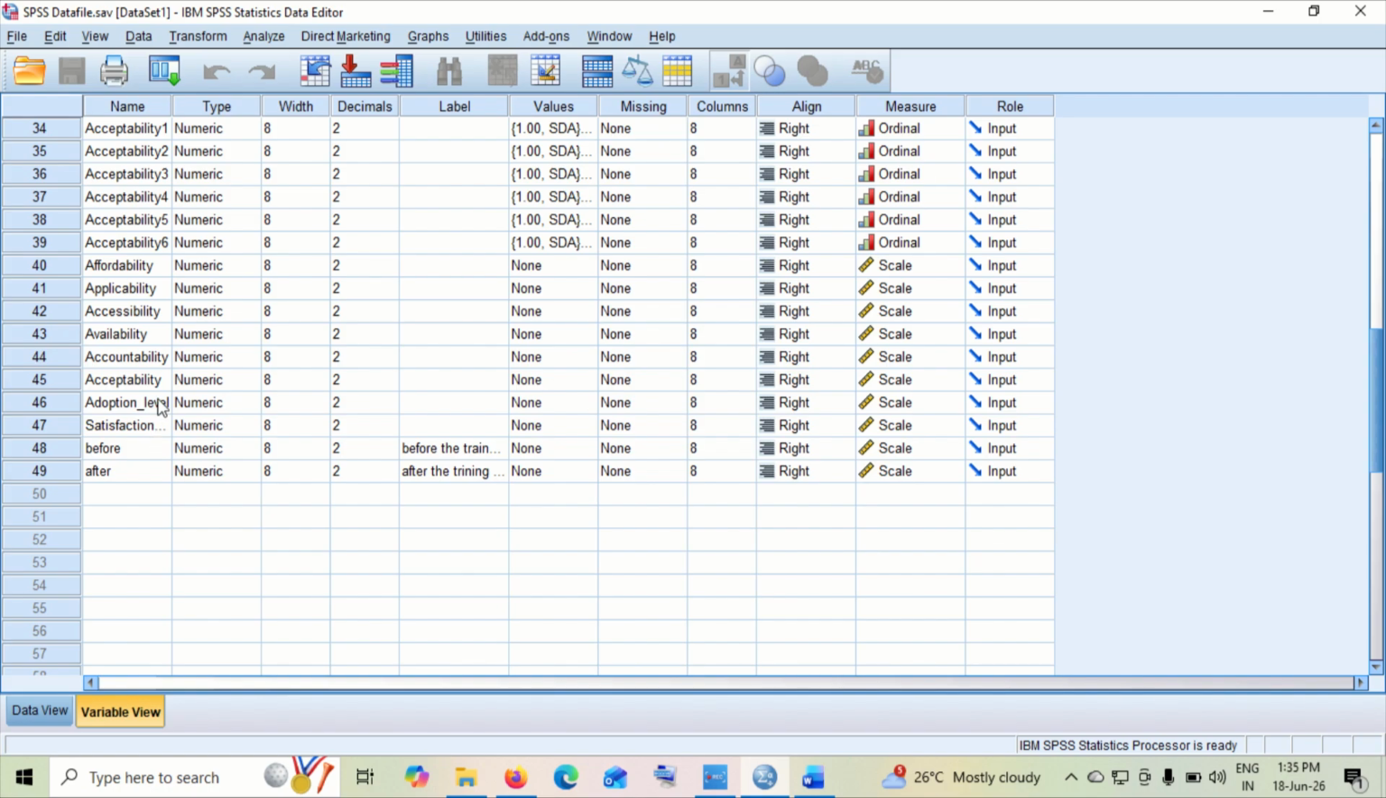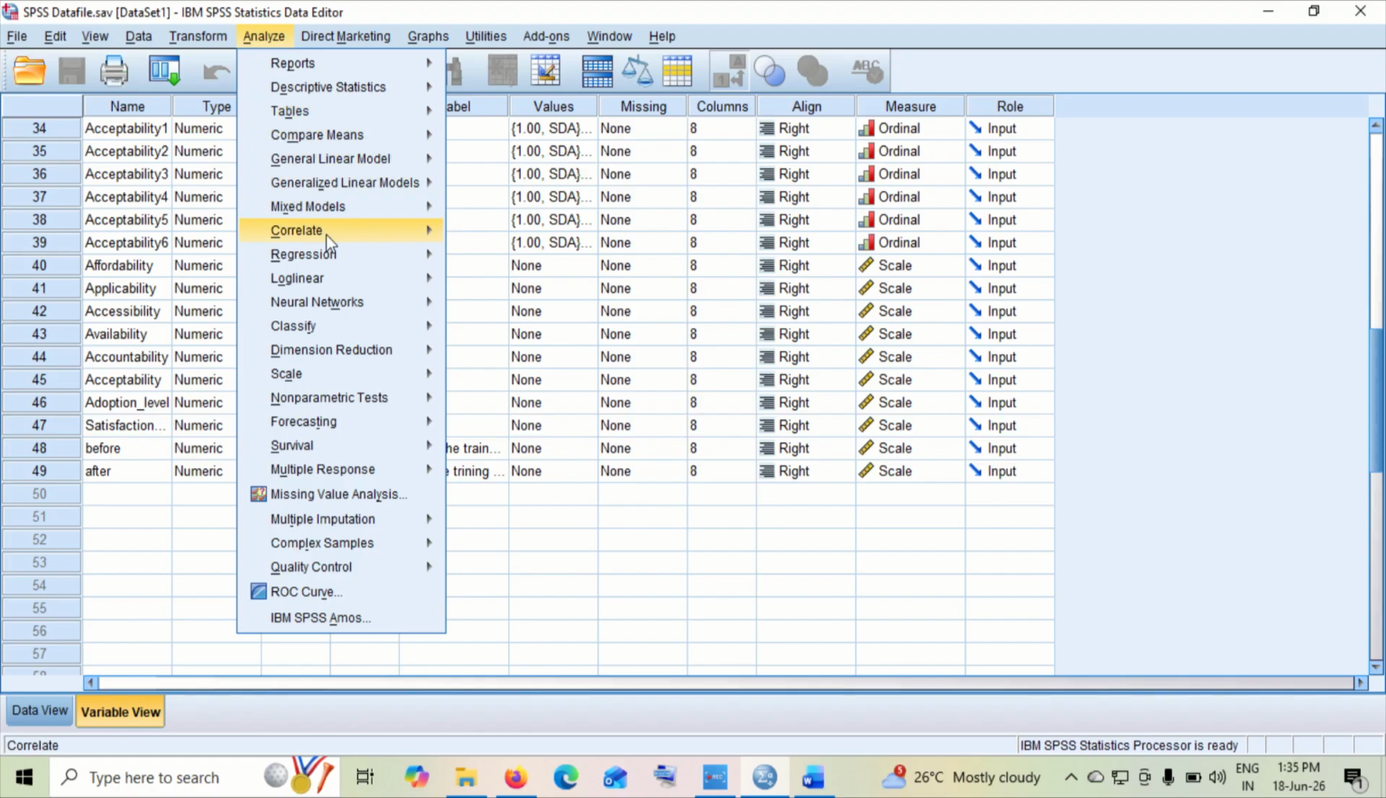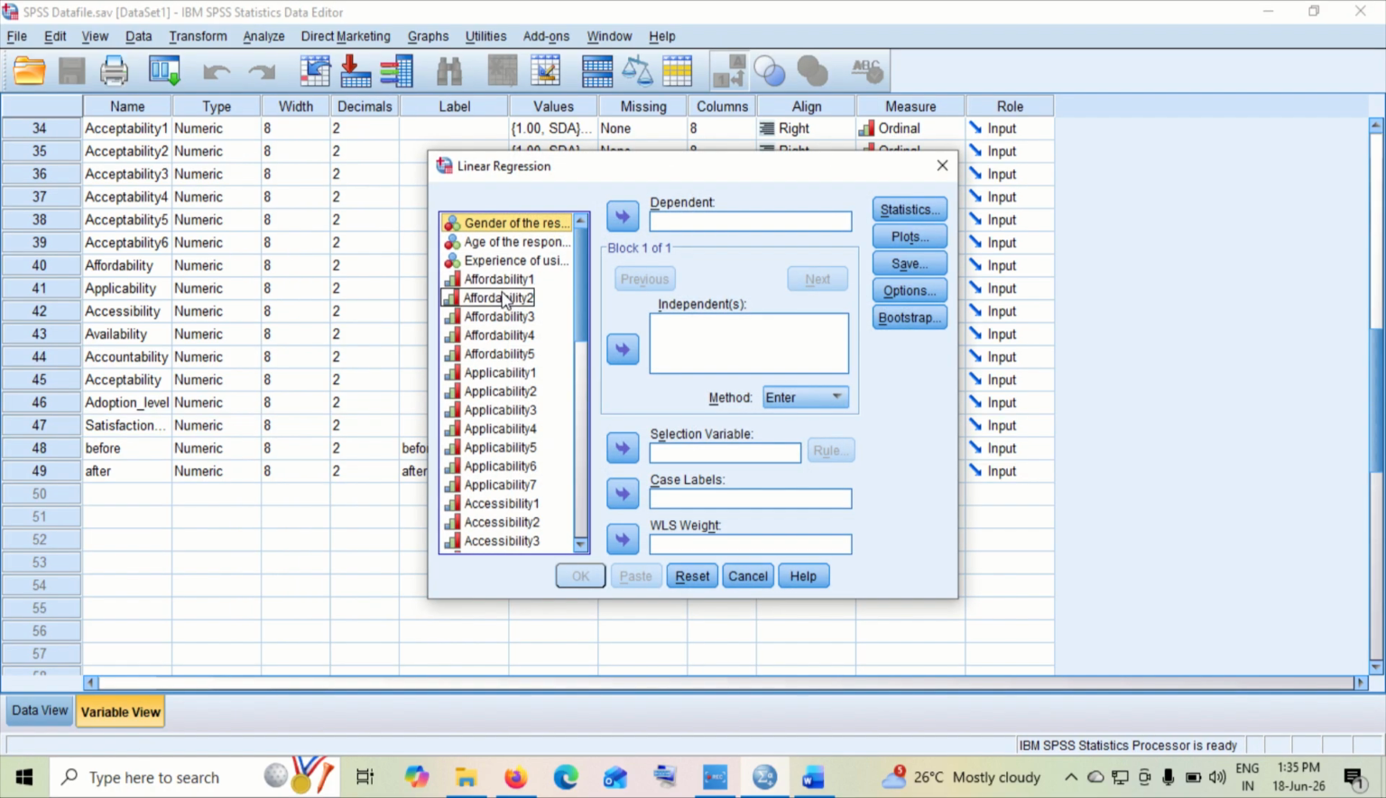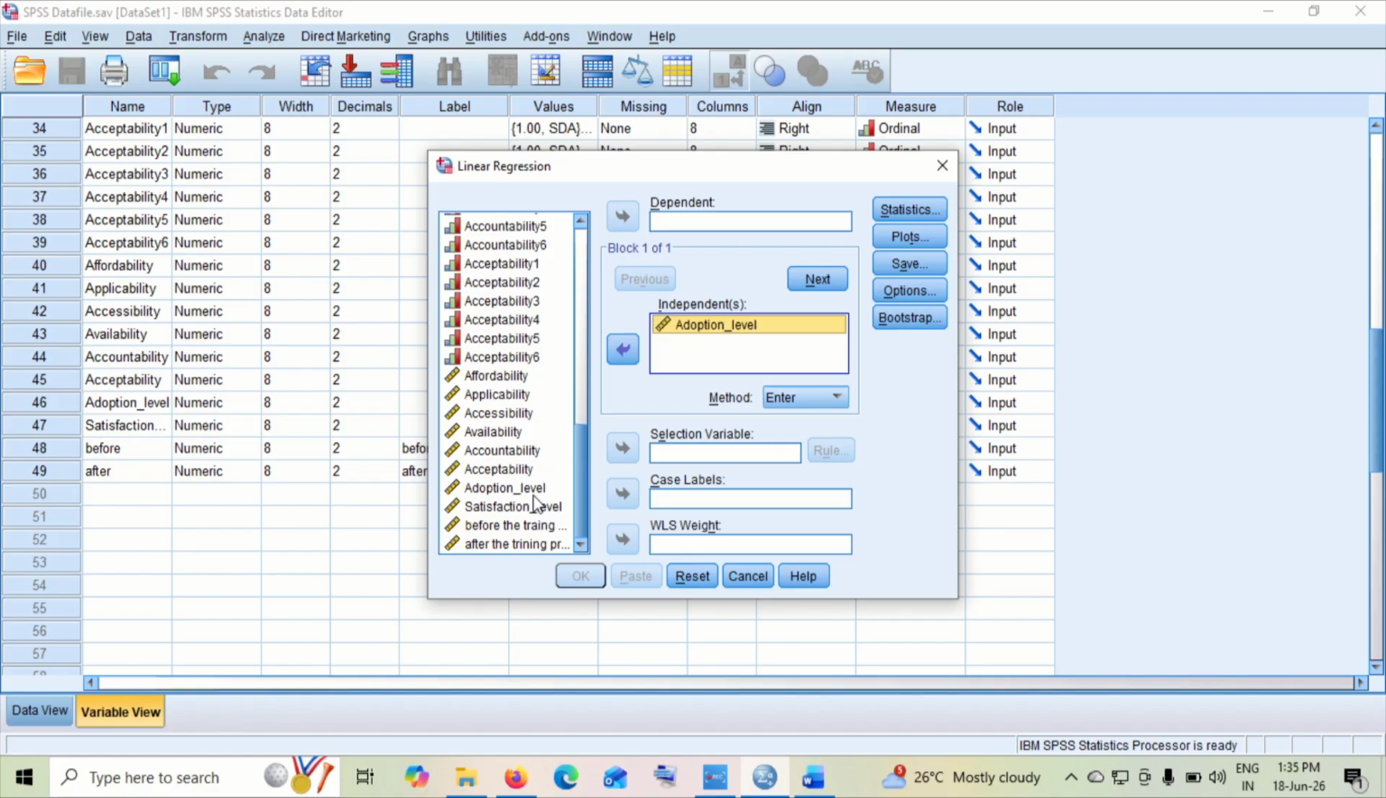First of all, look for the steps. Analyze, regression, linear. From the left side, we have to move the adoption level, that is an independent variable. Then satisfaction level, that is a dependent variable. Thereafter, click OK.